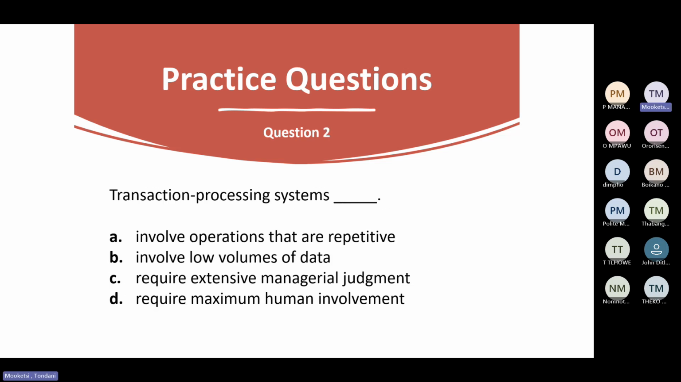The next one, transaction processing systems involve operations that are repetitive, involve low volumes of data, or C, require extensive managerial judgment, require maximum human involvement. Which of these options are true about transaction processing systems? I'll give you 2 minutes to look at that and select your answer.